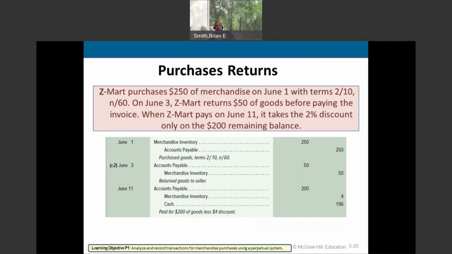So in this case, we've dropped it down to $200. So we're only taking that 2% discount on $200, which is $4. We're not taking it on the $250 because we've returned some of the merchandise.